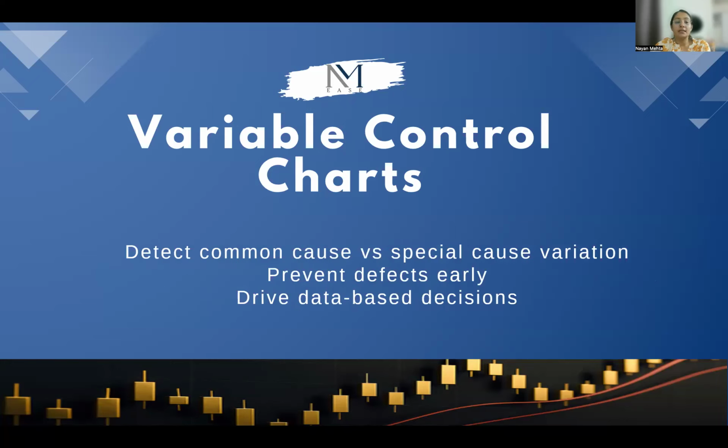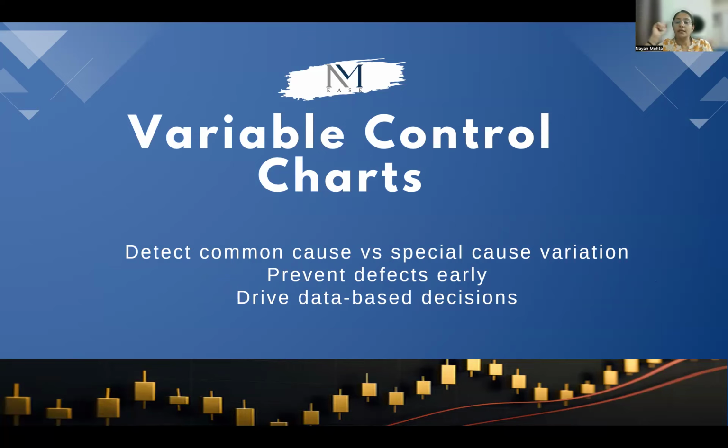Now, let's understand why we even need these charts. Let's again take the example of our biscuit factory. Imagine you're baking biscuits in the factory. Each biscuit should weigh 20 grams.